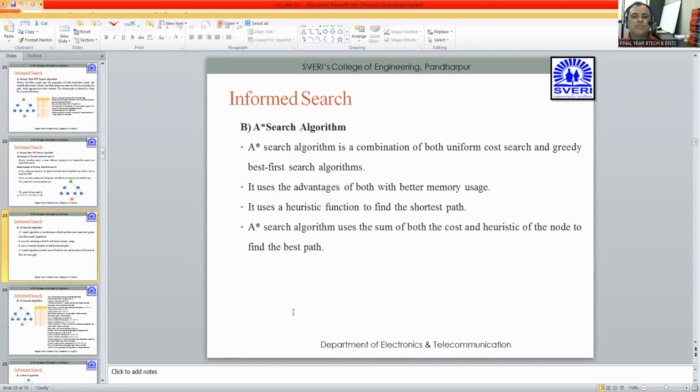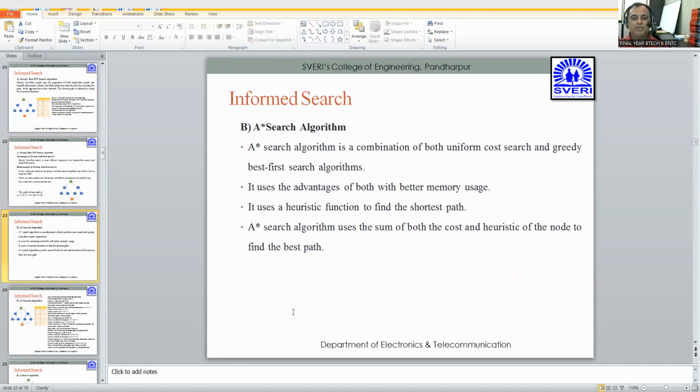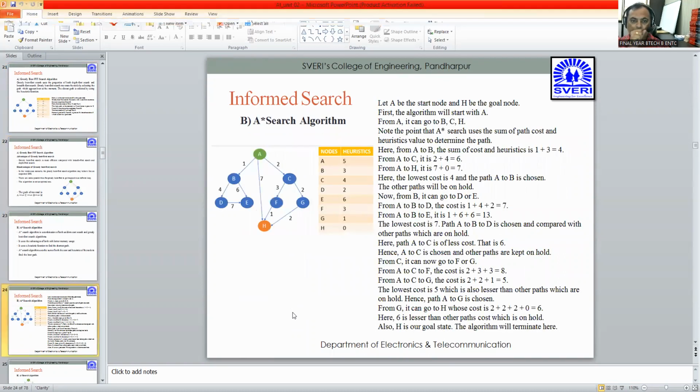Now comes the A star search algorithm. It is a combination of both uniform cost search and greedy best first search algorithm. Advantages: it has better memory usage. Then it uses the heuristic to find out the shortest path. And it is a sum of both the heuristic as well as the cost function to find out the best path. Now this algorithm is a little bit complicated. We cannot say it is complicated, but there are a few things to be considered here, that we not only consider the weight but also consider the heuristic functions.